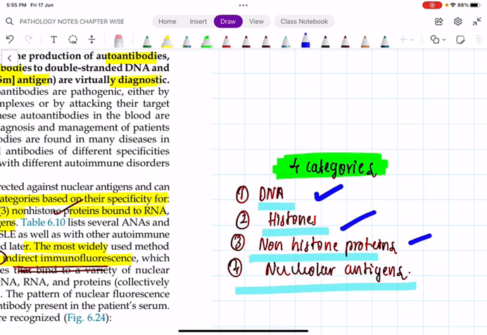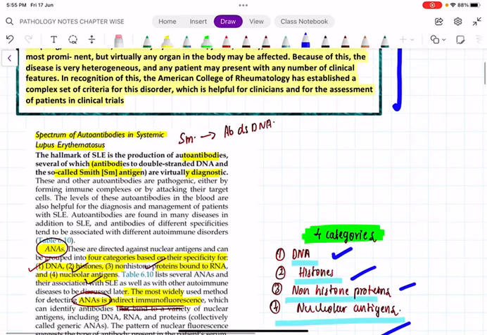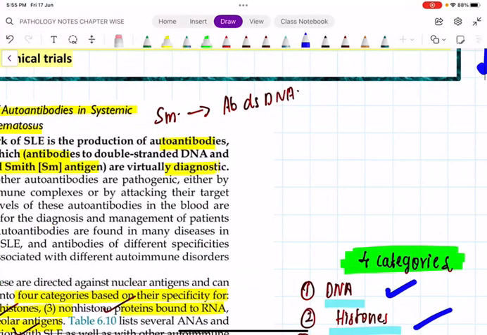Known histones means whatever RNA and all, and finally nucleolar antigen. It's nucleolus. Okay, nucleolar antigen. Fine. So we have the spectrum. Out of that, remember the most specific antibody.